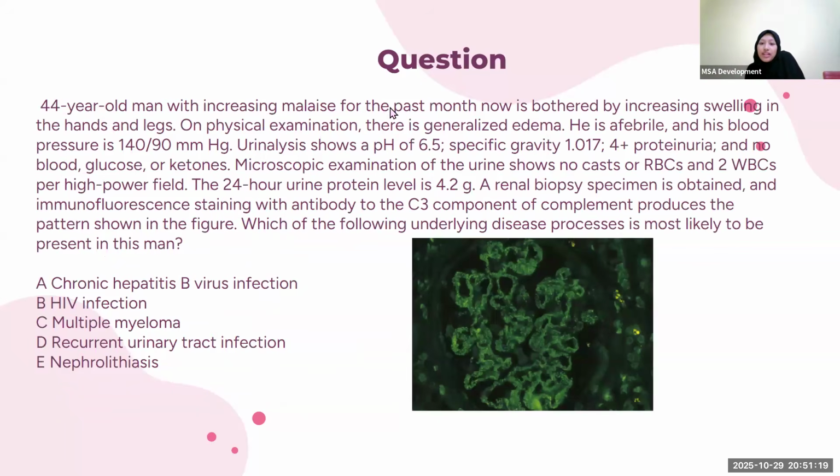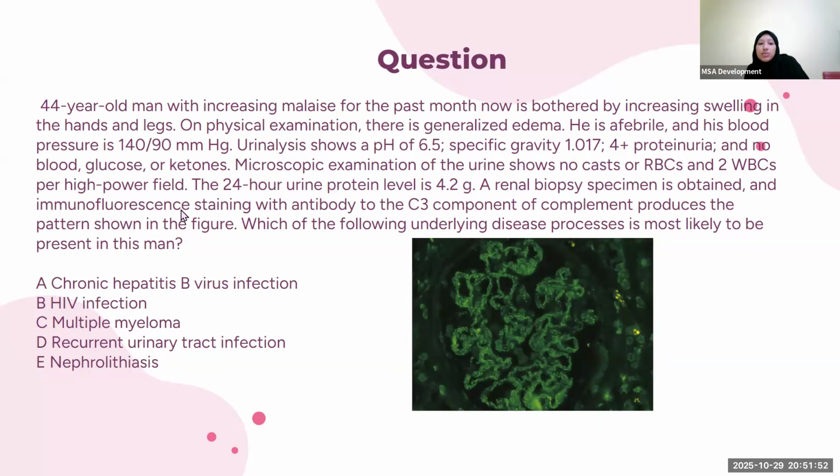A 44-year-old man with increasing malaise for the past month is bothered by increasing swelling in the hands and legs. There is generalized edema. He is afebrile. His blood pressure is high. Urine analysis shows pH of 6.5. The values will be given. So 4 plus proteinuria, no blood, no glucose. Microscopic exam shows no cast or RBCs and 2 WBCs. 24-hour urine protein is 4.2 gram, which is more than 3.5.